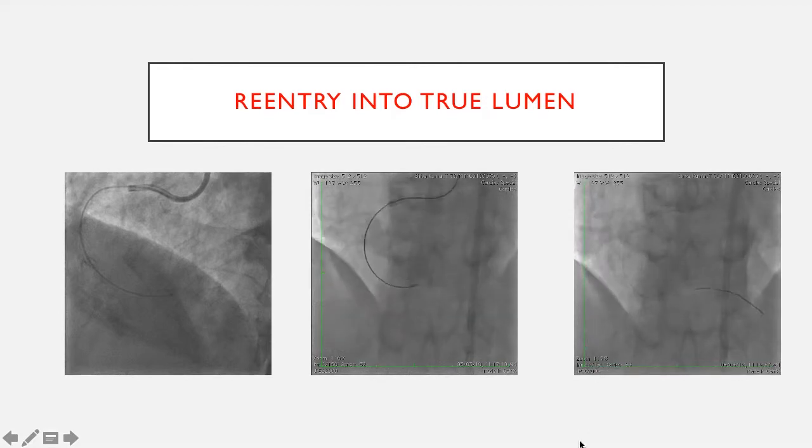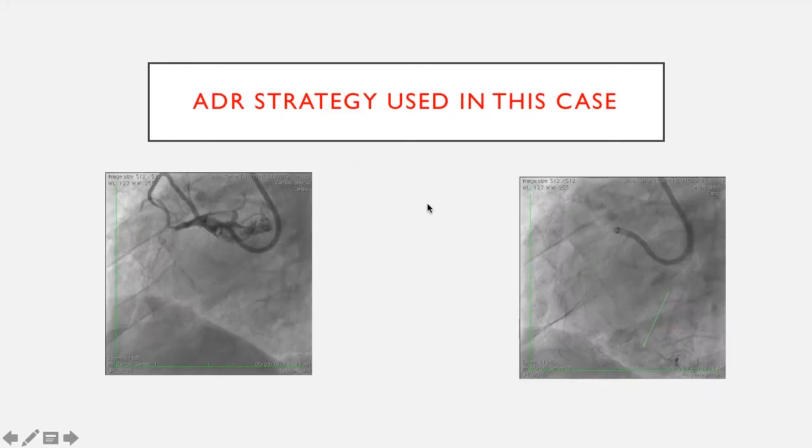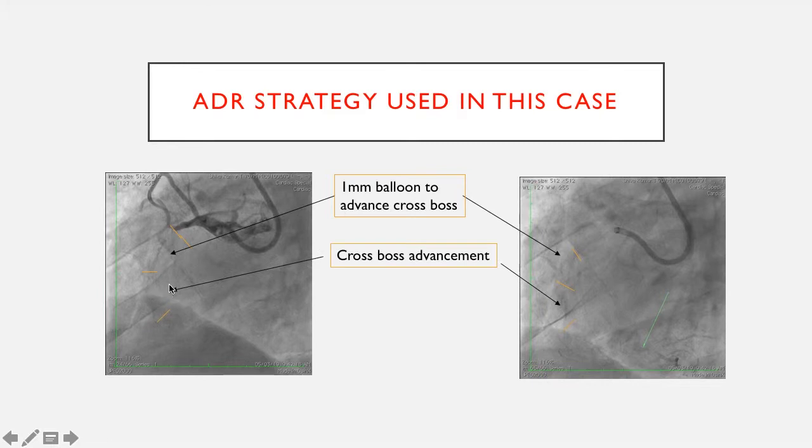So we re-entered into PDA. I'll just consolidate the technique which I have used in this case. First step, we entered with the wire in this zone, and we dilated with a 1 mm balloon just to advance the Crossbars into the lesion. Next I advanced Crossbars through this region, and Crossbars was stuck here.